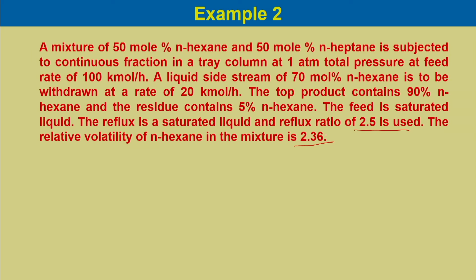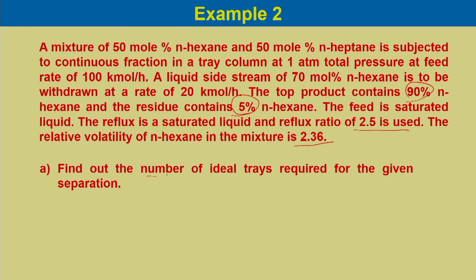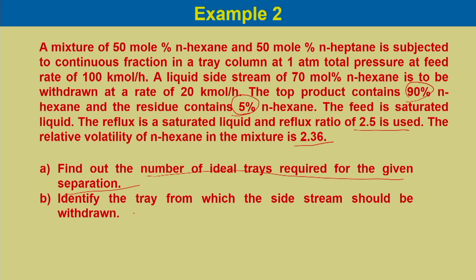Please note that although we will do the calculation, for example, based on 5 mole percent in the residue, as per the mass balance, if the product is 90% n-hexane, it has to be 10% n-hexane. But for the procedure to find out the number of ideal trays required for a given separation, the calculation procedure would be the same. So, there will not be any difference, and also to identify the tray from which the side stream should be withdrawn, the procedure remains the same, but the calculations will change a little bit based on the actual mass balance.